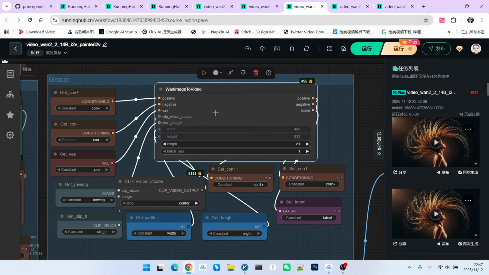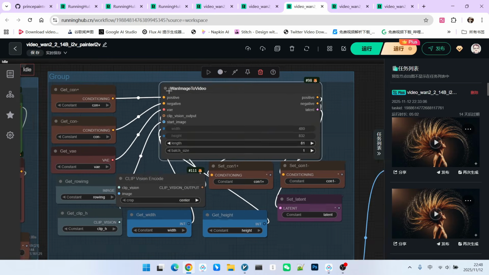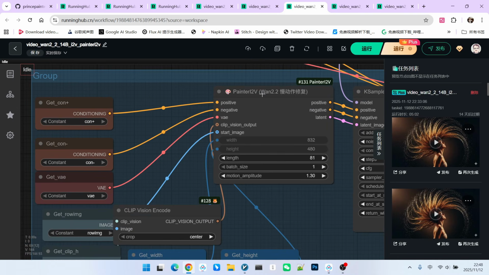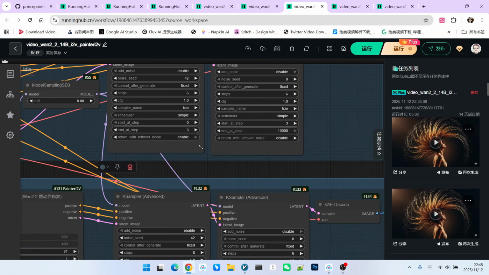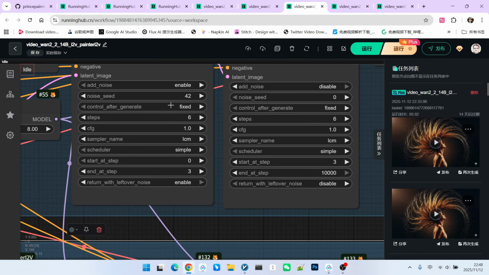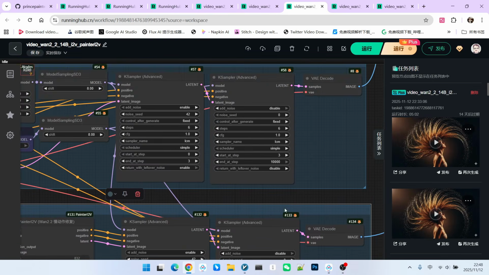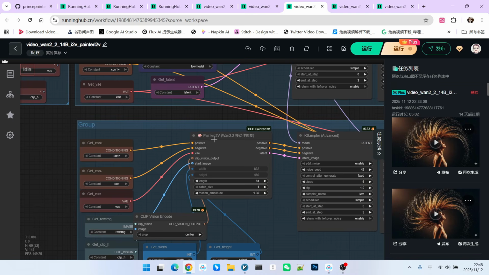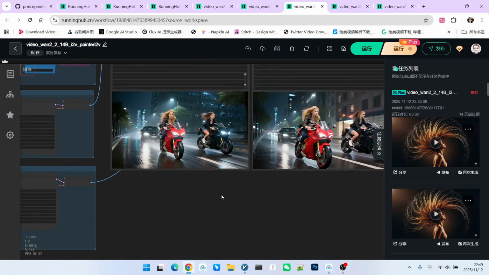For comparison, I have two similar nodes here. The first is the OneImage2Video node from the native Wan2.2 workflow. Below that is our painterI2V similarly. We have two samplers. Note that all sampling conditions, including the sampling steps and our seeds, are identical. I have fixed the seeds to 42. The denoise model is 0 for both. Therefore, the overall conditions are completely the same. The difference between using painterI2V and not using it is quite obvious. Let's look at the generated results.